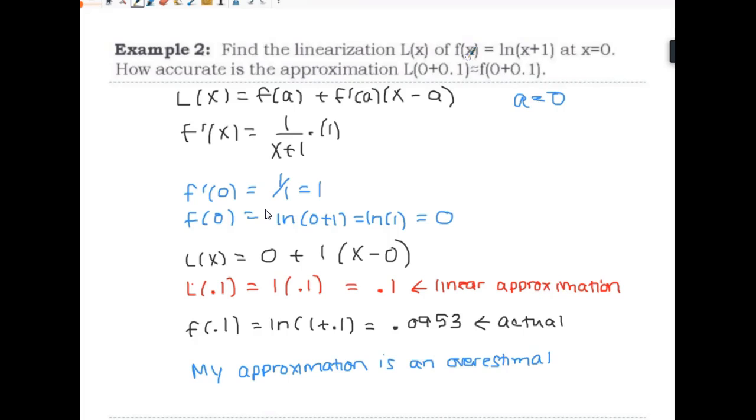So this also is a way to tell you about the shape of the graph. Since my approximation is an overestimate, f of x is concave down.